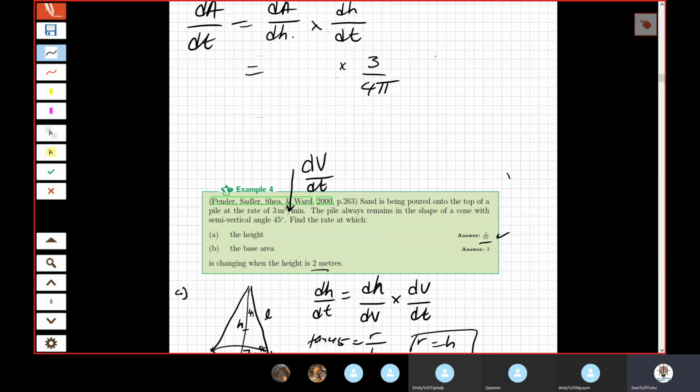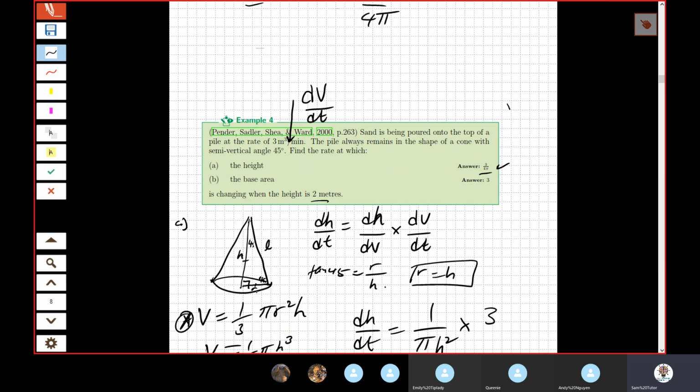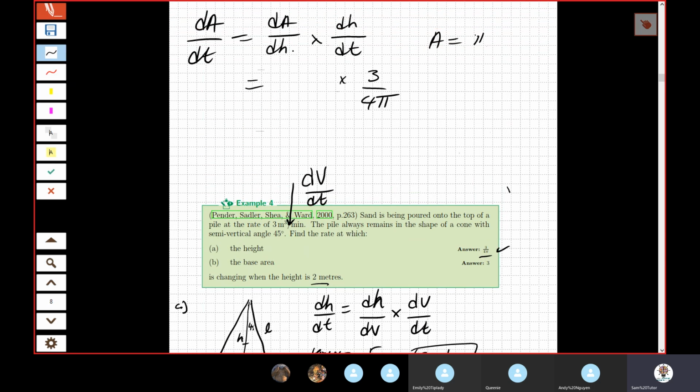dA on dH, well, area equals, we know that r is equal to h. The area of the base is what? Pi r squared. But you know r is equal to h, so therefore area is also equal to pi h squared. And now you have a relationship between dA and dH, don't you? Which is just 2 pi h, height is 2, that becomes 4 pi, and you're done.